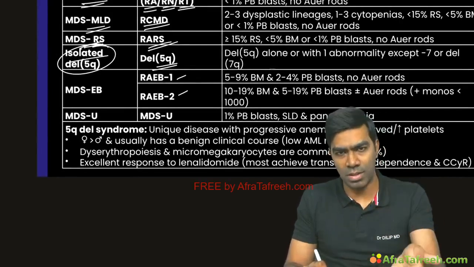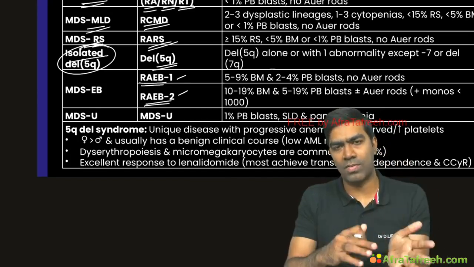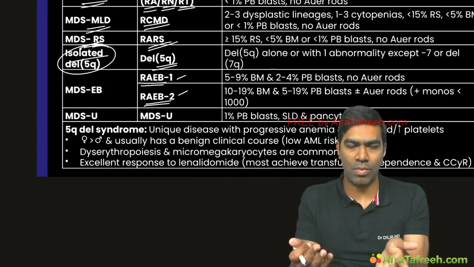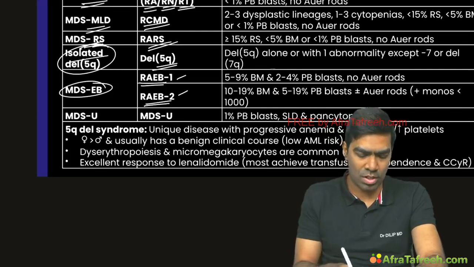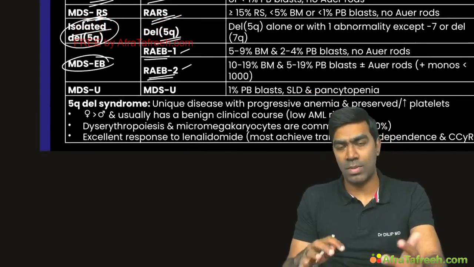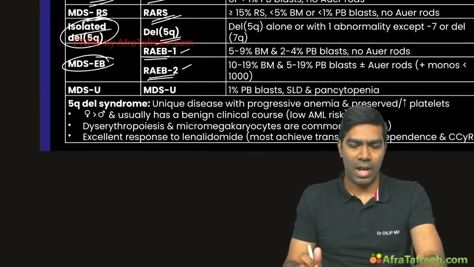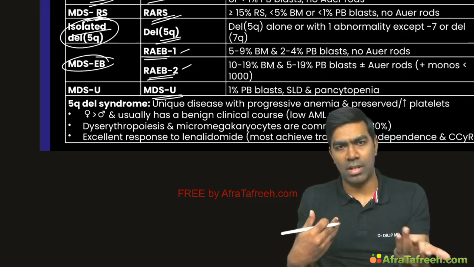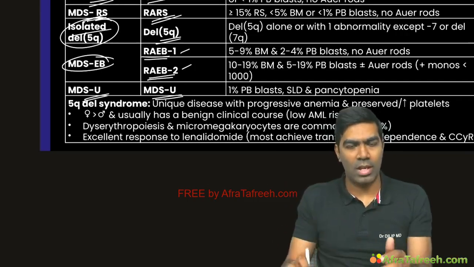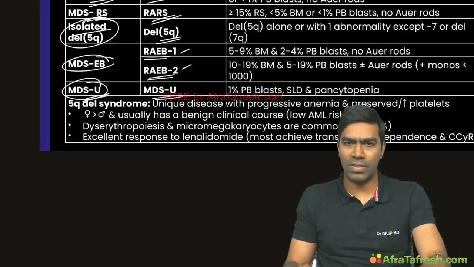And if you have excessive blasts, you're going to call it RAEB1, RAEB2, especially if you have more than 5% blast, it will be called refractory anemia with excess blasts. And we have two categories. If the blast count is 5 to 9%, you're going to call it RAEB1. If it is in the range of 10 to 19%, you're going to call it RAEB2. But right now, the new terminology for that is myelodysplastic syndrome with excess blasts. In that, you have EB1, EB2. And finally, if it doesn't fit into any of the other classification systems, it will be called MDS unclassified. That terminology has been retained in the newer classification system as well.